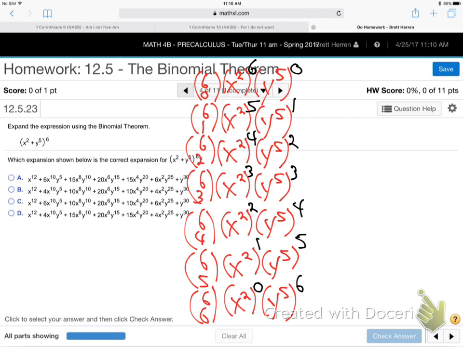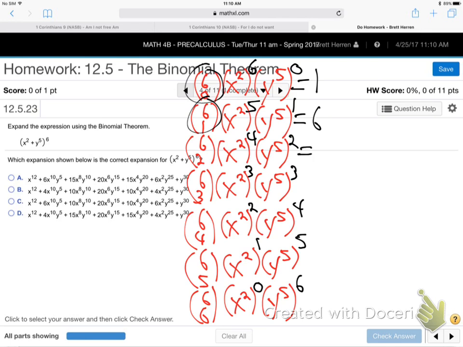So remember, the one with the 0 is always 1. Whenever you do any number choose 0, you can put it in your calculator, it'll be 1. Just save time. The first one's always 1. And then 6 choose 1 is always 6. The next one's always whatever the number is. If you want to save some time, don't even need to use your calculator.